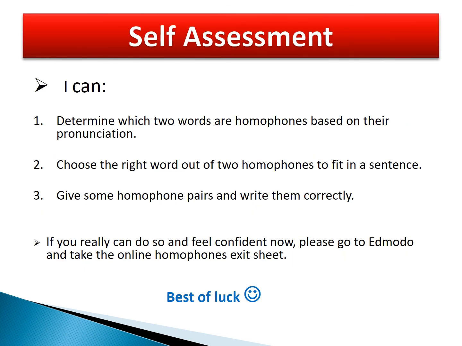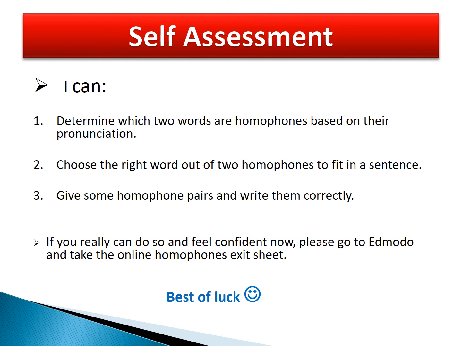Oh, great, that's it. So, now after we did the exercises and we talked about homophones, get your pen and check if you can. Can you determine which two words are homophones based on their pronunciation? Can you choose the right word out of two homophones to fit in a sentence? Can you give some homophone pairs and write them correctly?